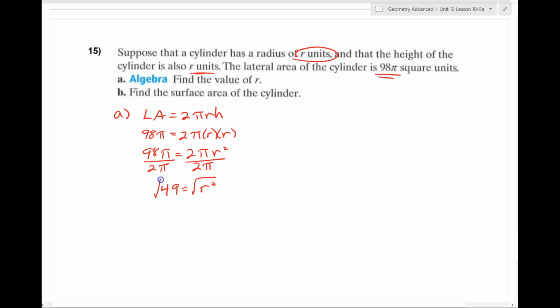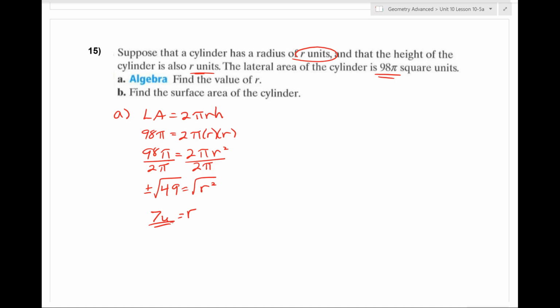I'm going to take the square root of it, and we're not going to forget the plus or minus, because when we take the square root of both sides and solve an equation, we have to include that. But we know radius is going to be a positive length, so that's going to be 7, and we're going to call that units. And again, my phone is going off again. Oh well. So that is going to be your radius of 7.